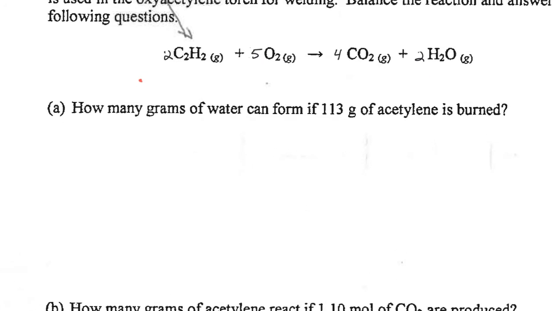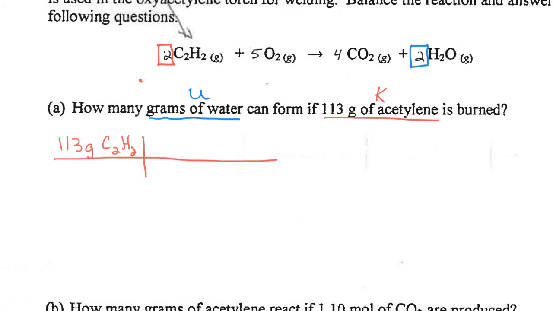So it says how many grams of water can form if 113 grams of acetylene is burned. There's my known. Now I've got to look for acetylene. It did tell me what the formula is. I've got 2 as a coefficient, so I'm going to need that one. Now I'm ready for my unknown, grams of water. I'm going to box that coefficient. We got 2 for that. Now I'm ready to start my problem. 113 grams of C2H2.